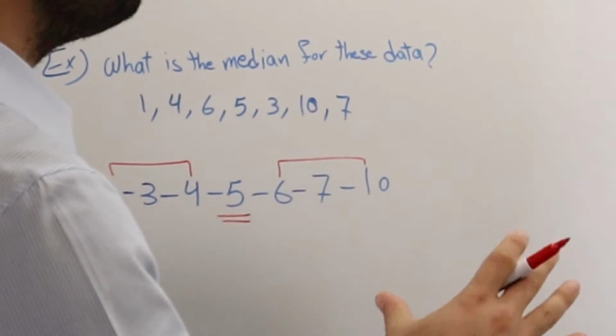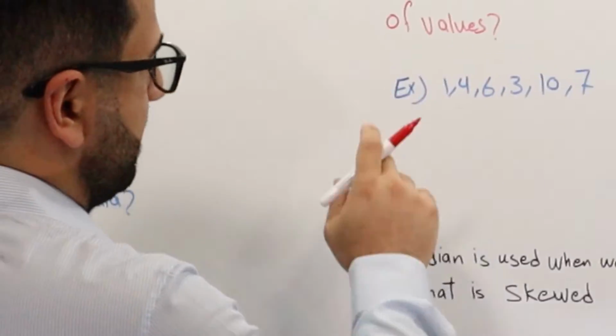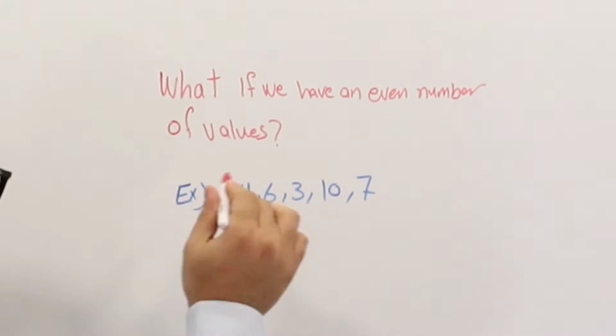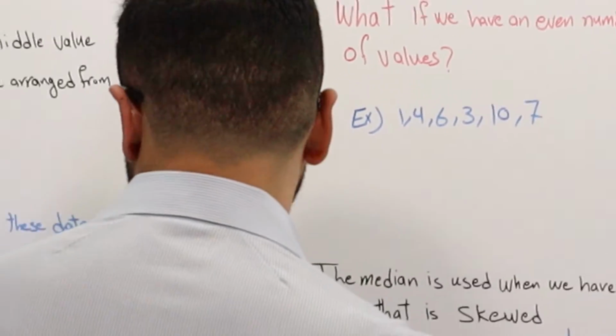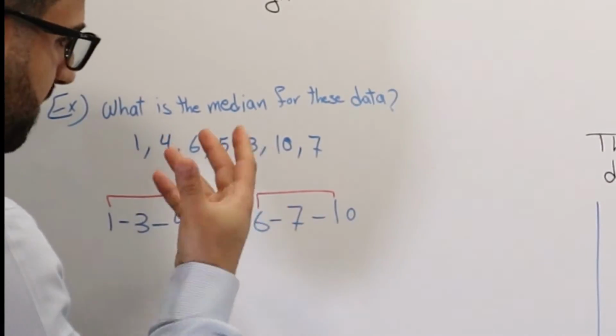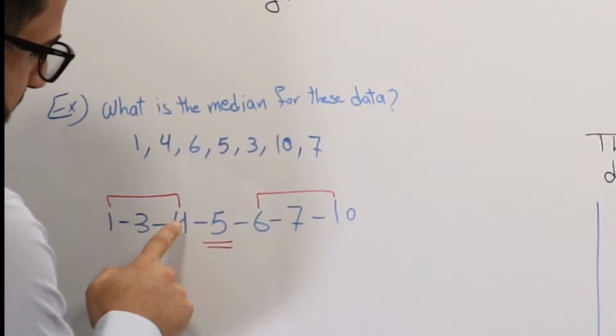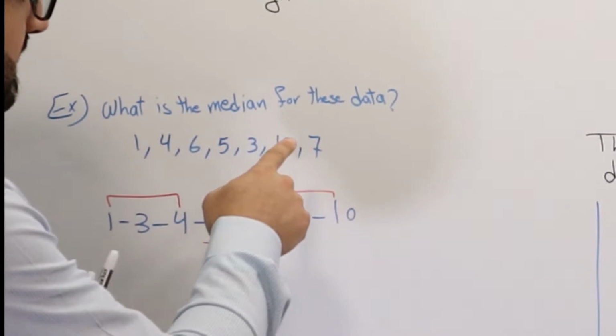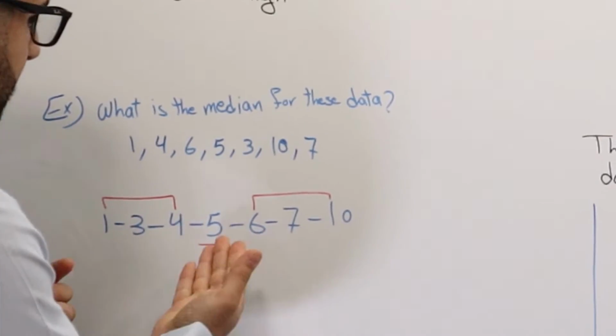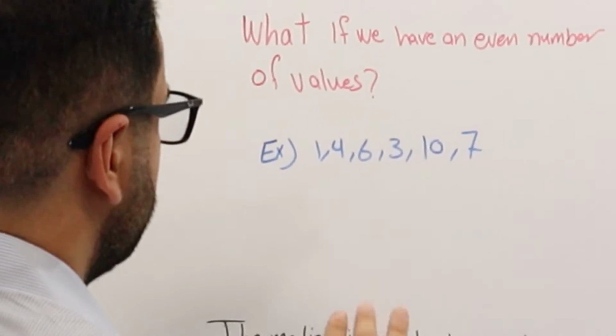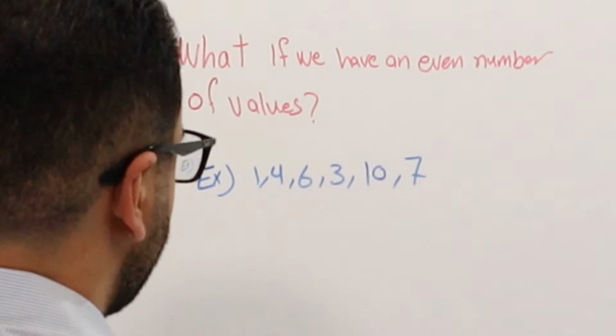So what if we have an even number of values? Let's take this example to better understand. Here we have an odd number. What I mean by odd is basically we had 1, 2, 3, 4, 5, 6, 7. So the middle was 5. What if we have 6 instead of 7?